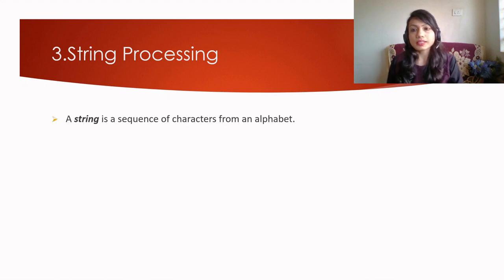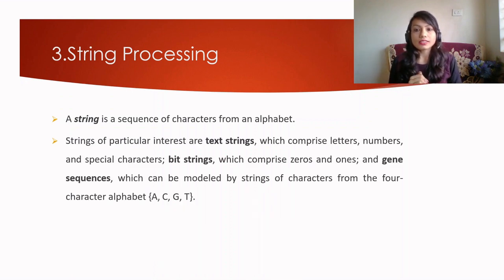String processing deals with a sequence of characters from an alphabet. For example, "hello". Strings are in double quotes, whereas characters are in single quotes. The strings of particular interest are, first, the text string, which comprises letters, numbers, and special characters. Another type is the bit string, which has only two values, 1 or 0, so a sequence of 1s and 0s is known as a bit string. The third is the gene sequence, which can be modeled by a string of characters from the four-character alphabet ACGT.